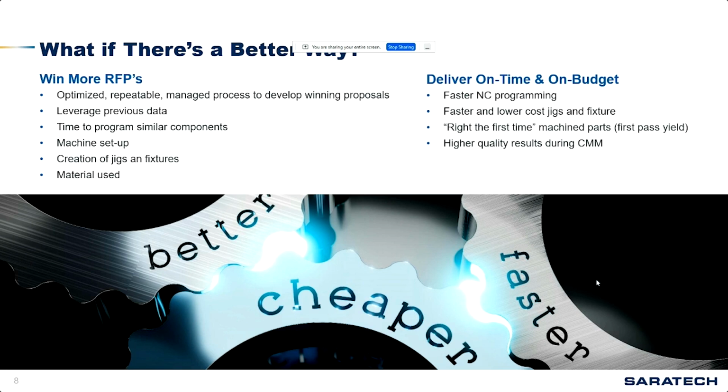And if you have an optimized process and it's repeatable and it's managed, meaning you can do it the same way no matter who in your organization is running that process, that's what you'd be looking at, and you can leverage previous data. So if you have a system that is keeping track of how long it took last time we did a product or a part that's similar to this, at least it gives you a reference for that. And then the time to program similar parts and machine setup, the creation of jigs and fixtures, and the materials used.